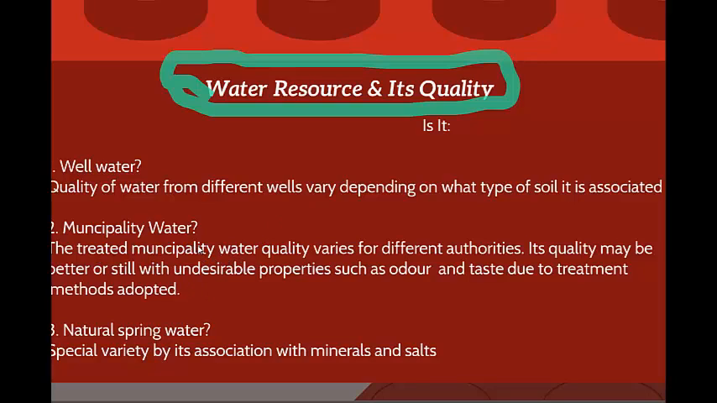Then the second is municipality water. In most cases we find potable water depends on municipality water as the raw material. The advantage of municipality water is that it is treated, but the disadvantage is that it may have some odor and taste, which has to be rectified. Then the third source of water is natural spring water, a special variety by its association with minerals and salts, so that you have an added value. It's a premium water.